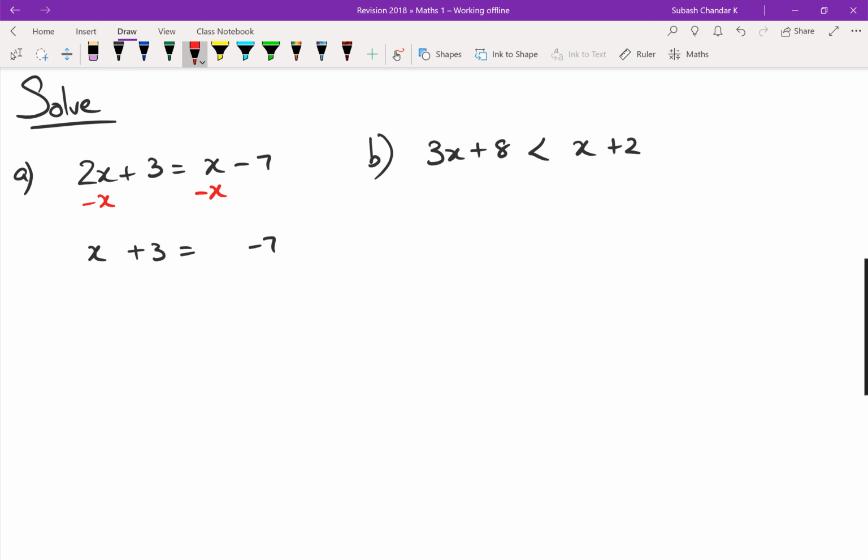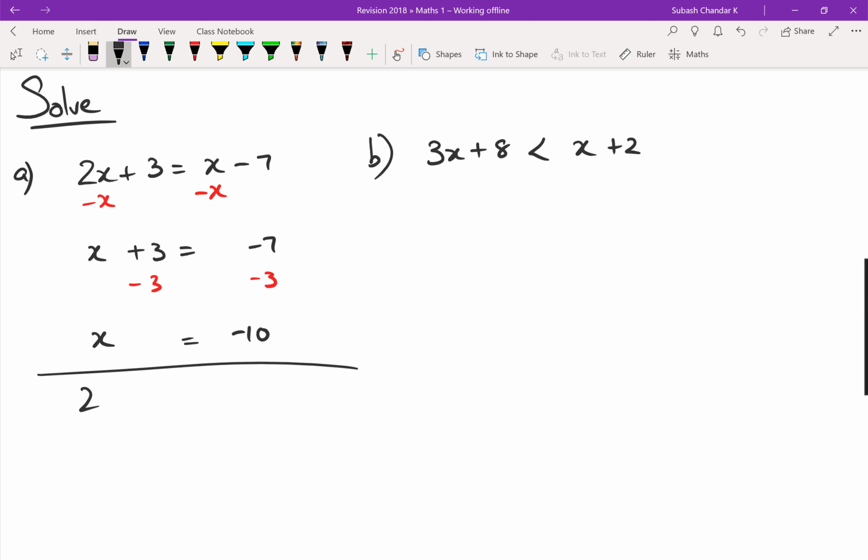The next thing I want to do is get rid of the plus 3. So take away 3, take away 3. And what I've got here is x equals 3 minus 3 is 0. Negative 7 minus 3 is negative 10. Now, that's one way of doing this.